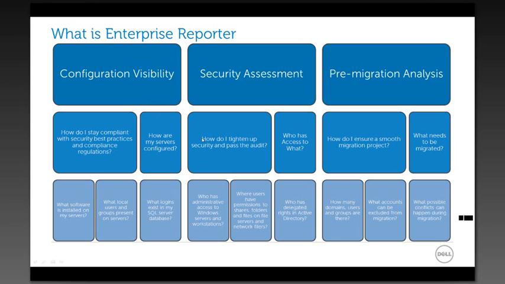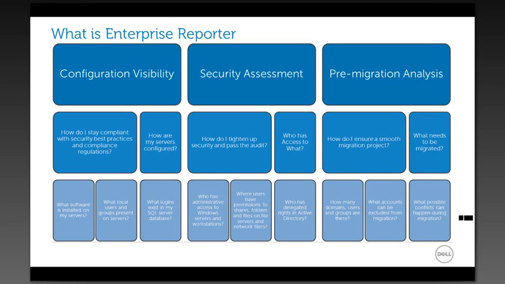Also, right next to it is configuration visibility. So Enterprise Reporter gives you visibility into other configurational aspects, not just permissions. So you might want to know what is the software that is installed on your servers. Does it match the list of the corporate approved software? What are your local users and groups? What databases do you even have in your SQL Server? All those questions can be answered as well.